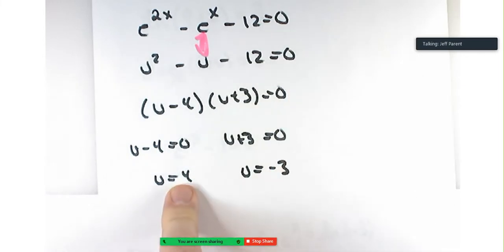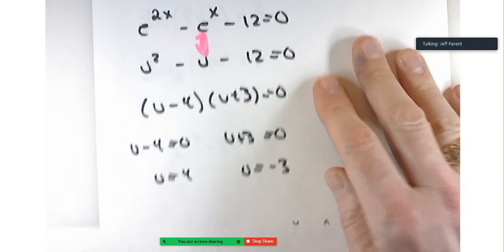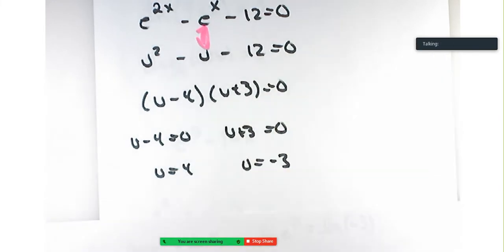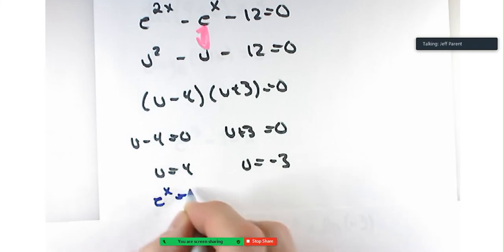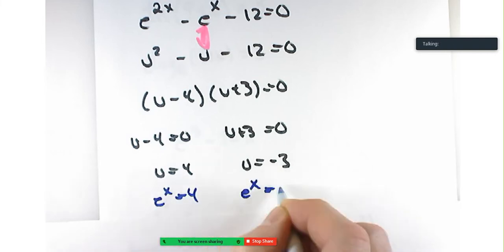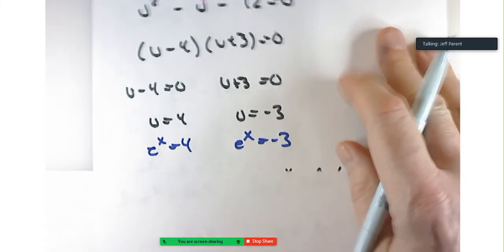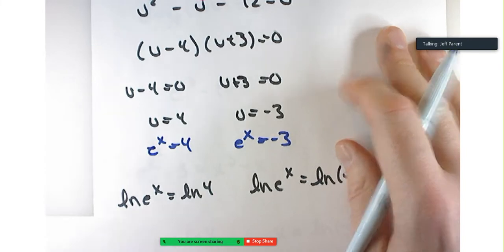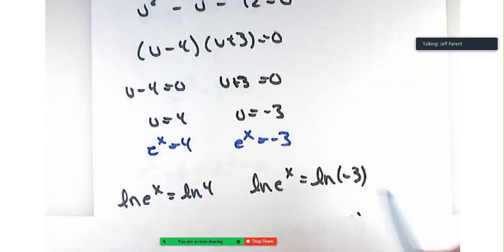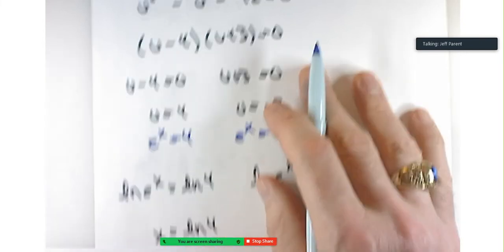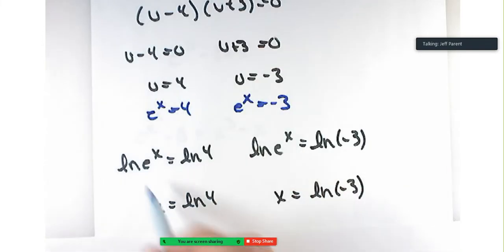But that's a solution for u. You want a solution for x. So let's remind ourselves that u is really taking the place of e to the x. And to solve here, these are just quick little exponential equations. You can take the log on both sides. And on the left-hand side, ln of e to the x, well, those things just cancel each other out.